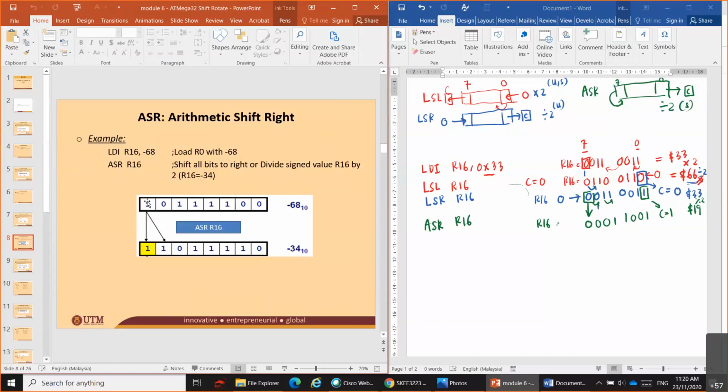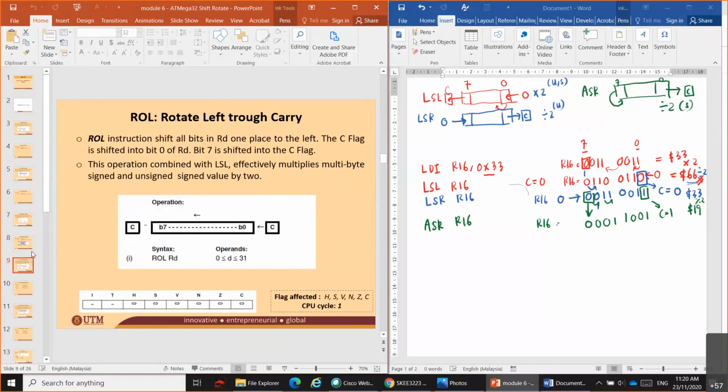So what happens is you copy back the bit number 7 here. And then after that, you shift all the bits to the right by 1 bit. So this one becomes 1, 0, 1, 1, 1, 1. And this 0 here will go here, while this 0 will go to your C flag. Okay, so this is for ASR. Any question up until here?